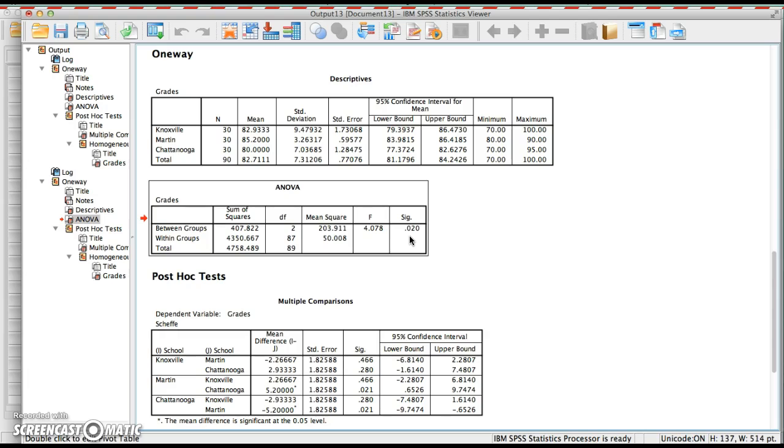Now we also have our degrees of freedom. Remember, you have two parts of degrees of freedom here now. You have 2 and 87. Those are your degrees of freedom that you report. Okay.